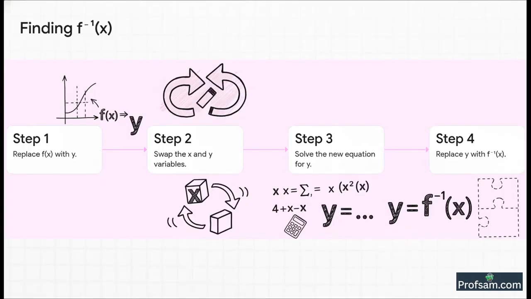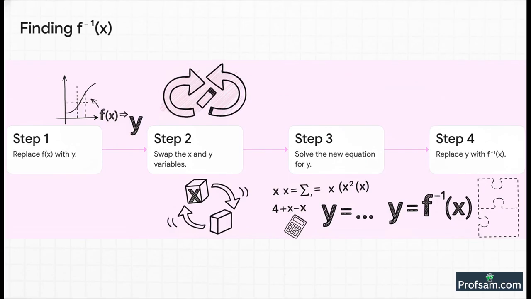Here are the 4 simple steps to find f inverse of x. Step 1. Just replace f of x with y. This just makes the equation look cleaner. Step 2. This is the most important step. You literally swap the variables x and y. Everywhere you see an x, write y, and everywhere you see a y, write x. This is the actual inverting part.